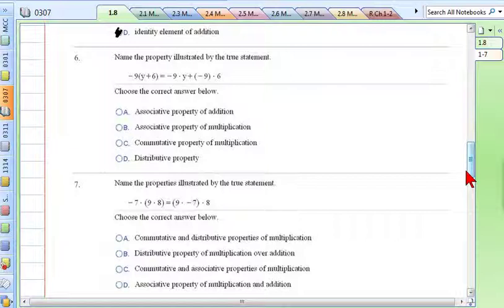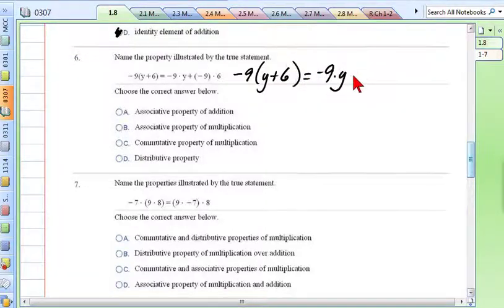Okay, number 6, property. It has -9 parentheses y plus 6 is equal to -9 times y plus -9 times 6. I heard somebody say it softly. That is the distributive property. That's what you should be thinking. Oh, that -9 got distributed to each of the terms. So it's choice D. Ooh, still red.